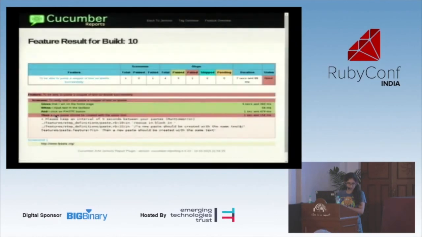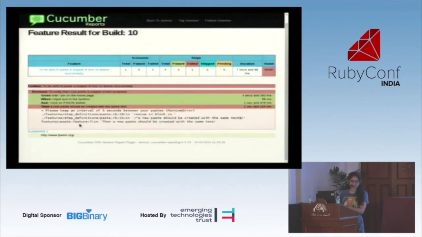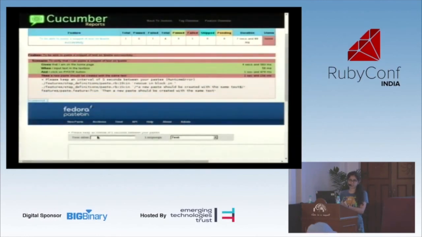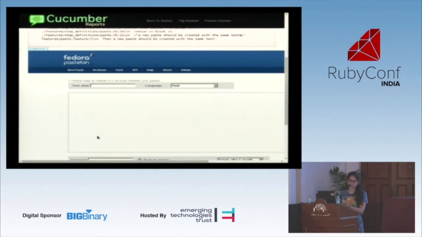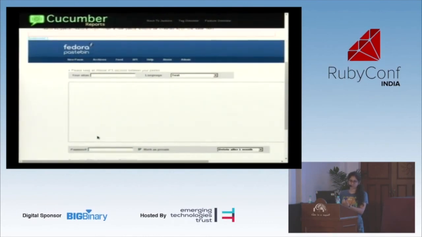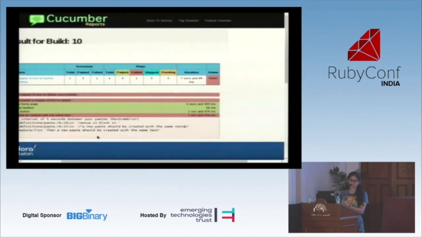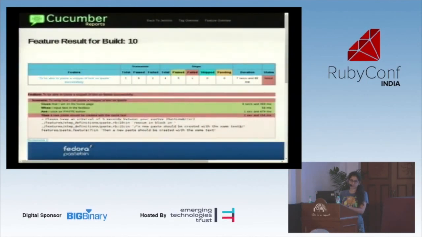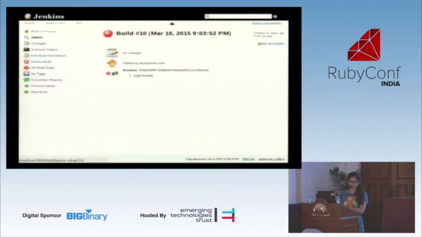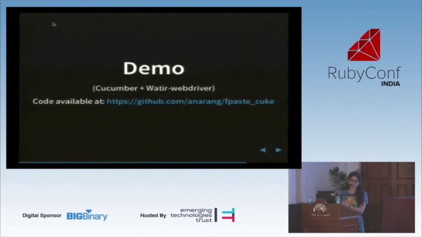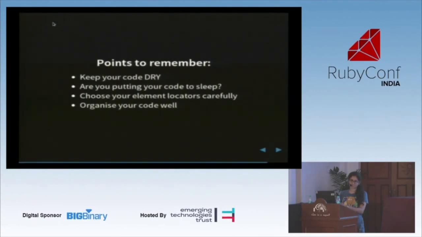I'll show you one of the tests which failed, and how you optimize your tests. This is a test case which failed, but I don't know how it failed. Now, this is how you optimize your test, and it depends on you how you're writing a script. Here I can see the error which tells me, please keep an interval of 5 seconds between your pastes, which means that I might have run the build twice. Here I also get a screenshot of why my test case failed.